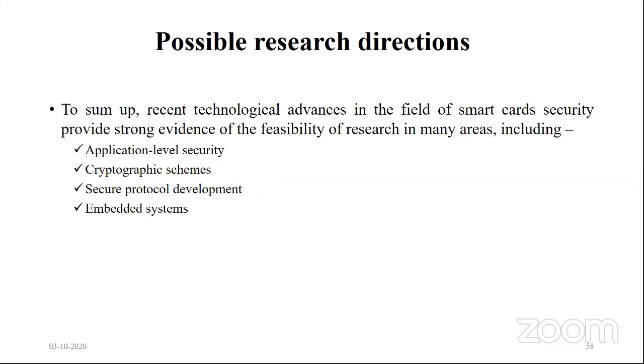So to sum up, if we consider the recent technological advances in the field of smart card security, we can see that there is a feasibility to conduct research in many areas associated with it. For instance, we can work on the security of the underlying application, the corresponding code related to the application and how it executes. We can work on the cryptographic aspects, which is related to the use of formal methods in order to secure the information.